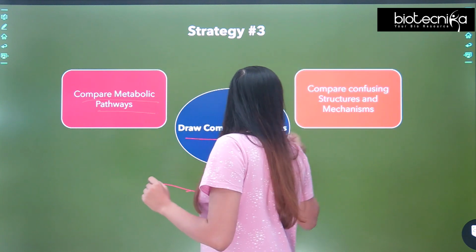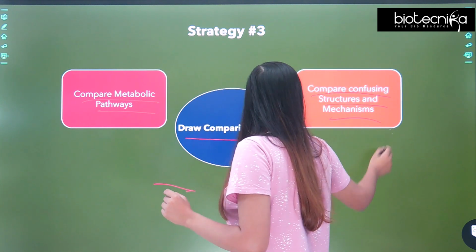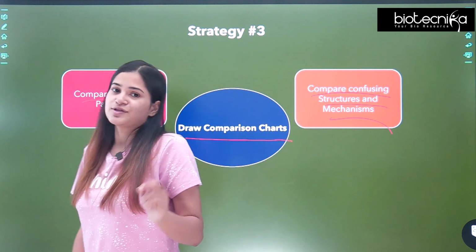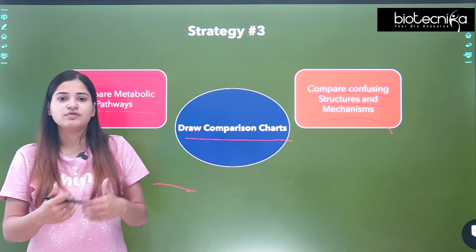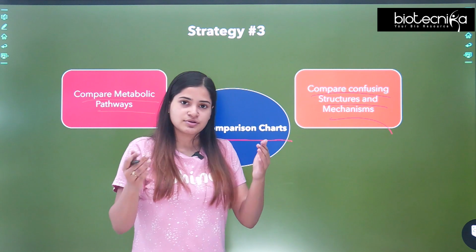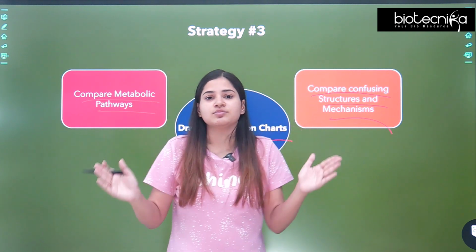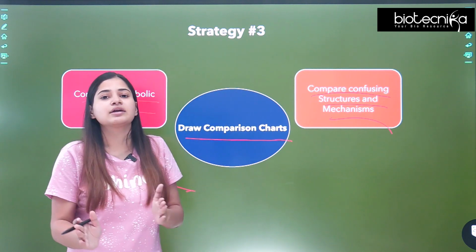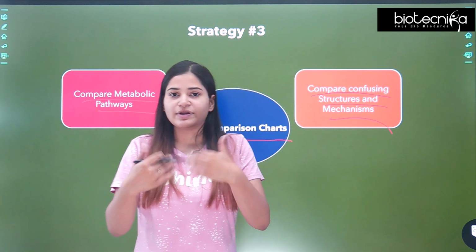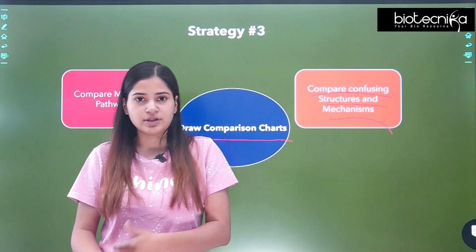The second thing you can do is compare confusing structures and their mechanisms. There are very similar structures that you will find while preparing for unit first. So if you are comparing those similar structures, let's say if you are comparing two enantiomers, you won't forget those comparisons later when you are preparing and when you are solving the question in the examination.